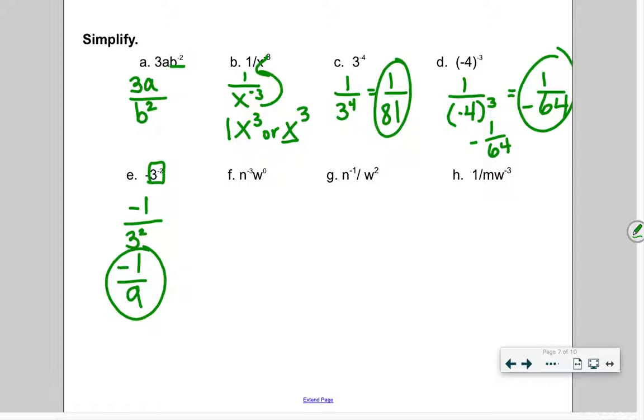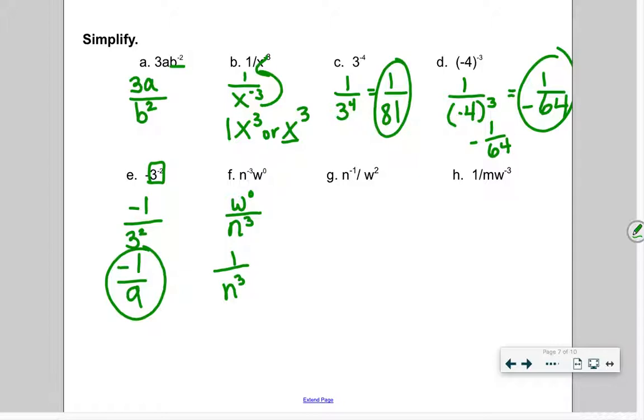F, n to the -3, w to the 0. Is n to the -3 power happy where it's at? No, it is not. So that has to go to the basement. Is w to the 0 power happy? Yes, it's all right. 0 is neither positive nor negative. Now, what did we just say anything to the 0 power is? 1. So in this question, w to the 0 power is 1 over n to the 3rd power.